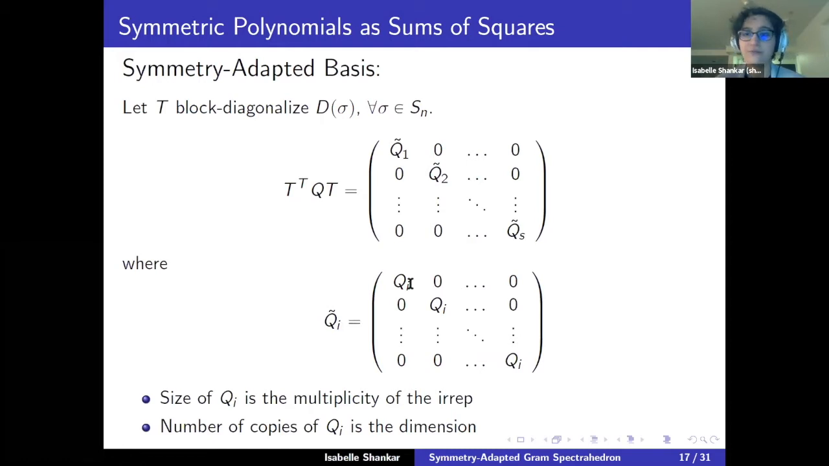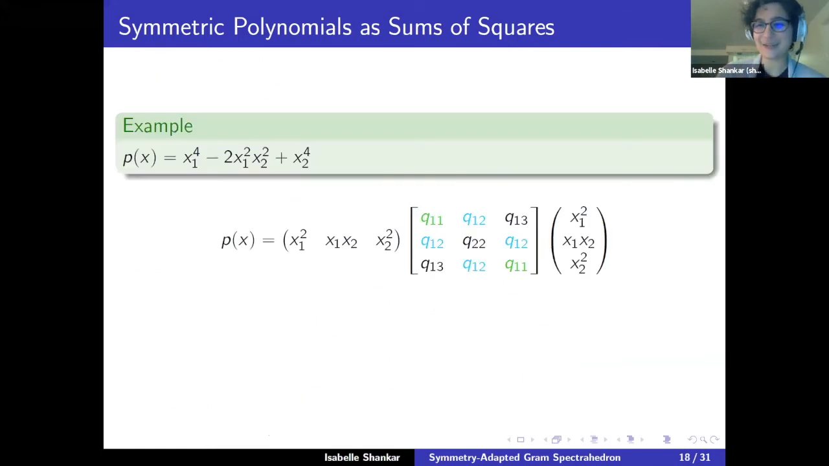So the number of copies of, I guess, the trivial irreducible representation will be the size of the matrix Qi. On the other hand, for example, the standard irrep will always have n-1 copies in it because it'll always be dimension n-1. Yeah, so let me go over the example to see how this plays out, and then I'll ask for questions.